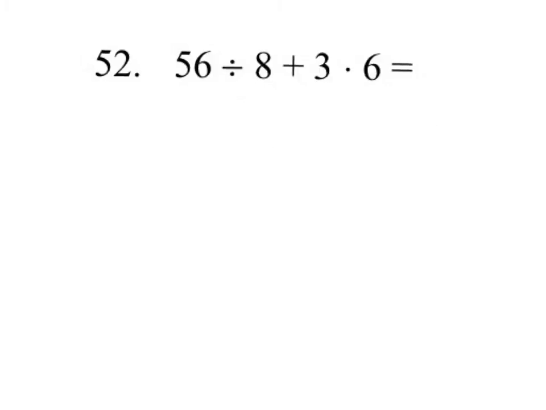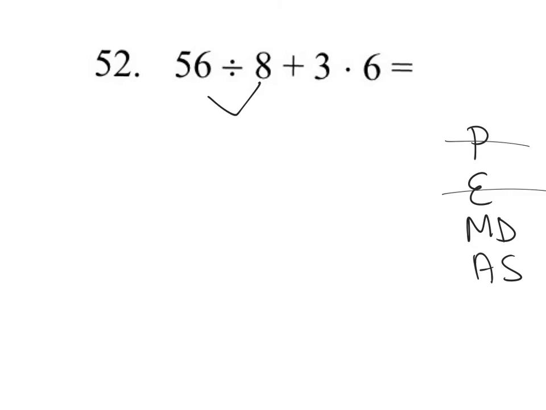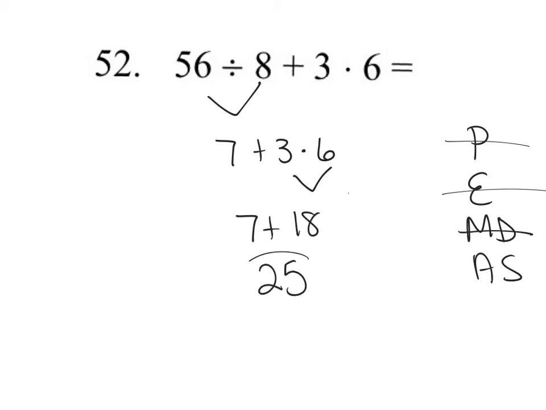Okay, 52 is also order of operations, so I'm going to rewrite our PEMDAS off to the side. So first things, no parentheses, no exponents, so multiplying and dividing. So we have 56 divided by 8 as the first thing because it goes left to right. So this is 7 plus 3 times 6. We still have multiplication, so we need to do the 3 times 6. So 7 plus 18. And now we can add, which gives us 25.